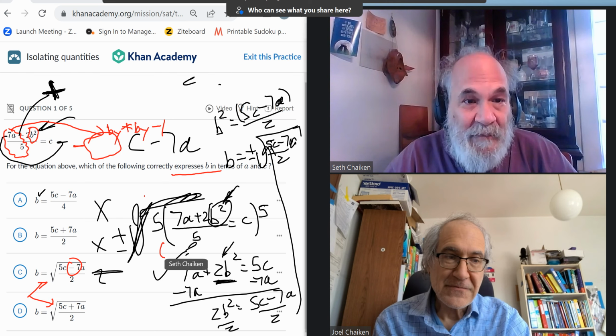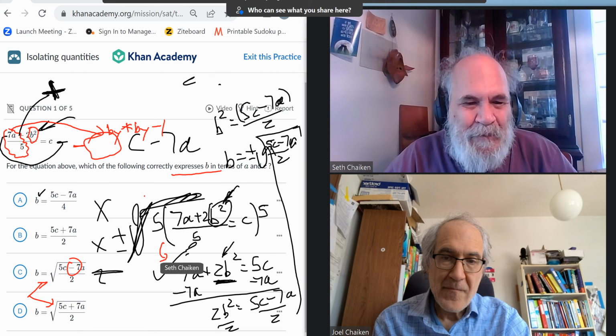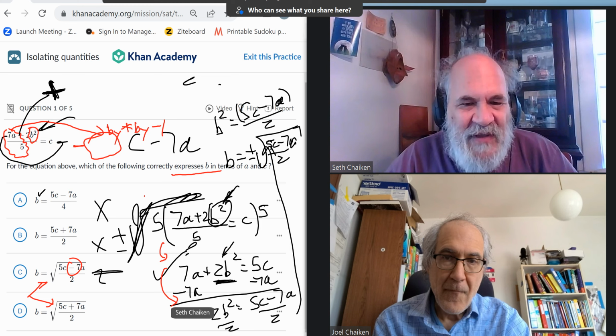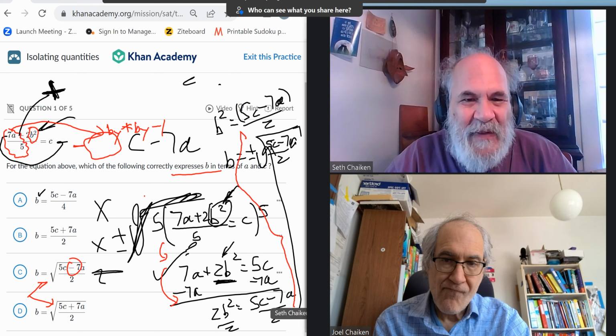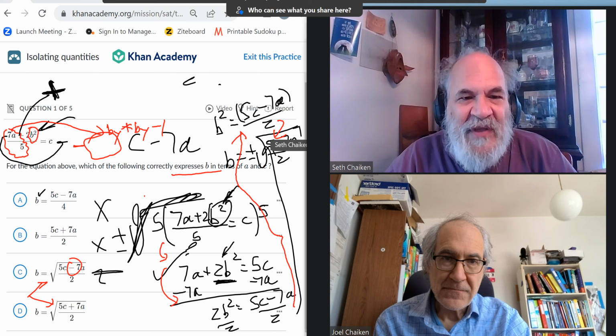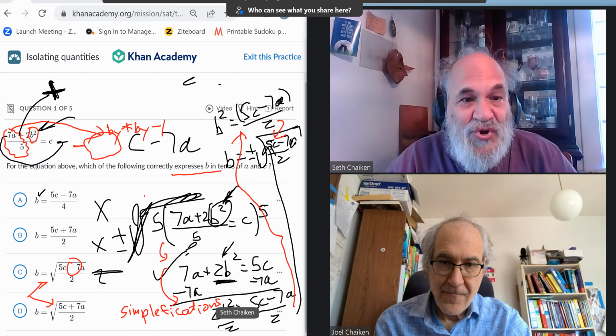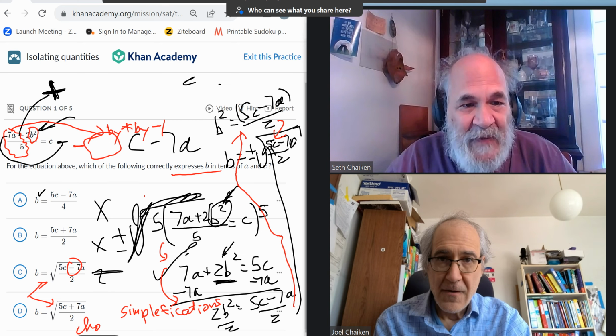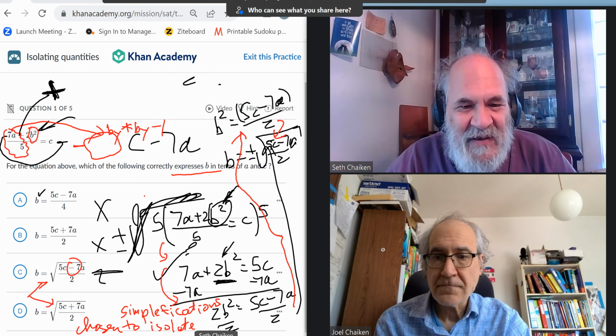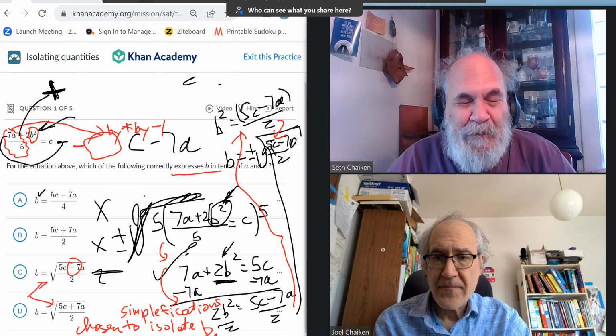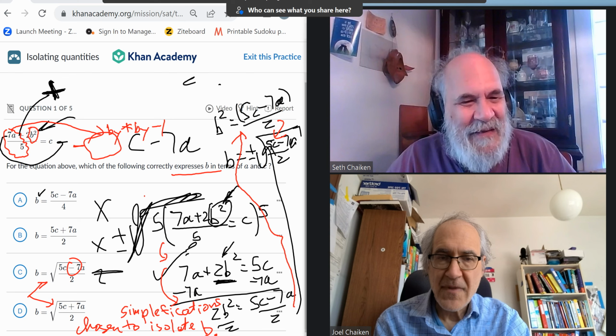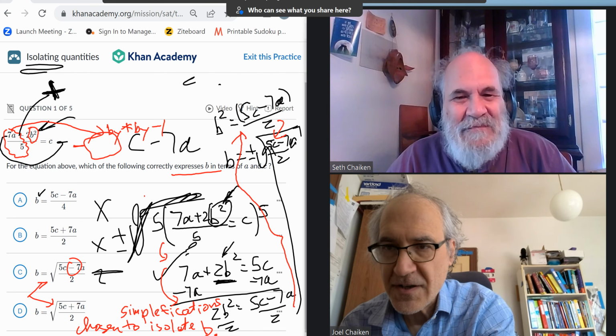Okay. So I would say the steps that you've taken, these 4 steps, are called simplifications. Oh, okay. Well, that you choose to isolate B. Right. Yep, isolating B, right? That's what they say, isolating quantities.